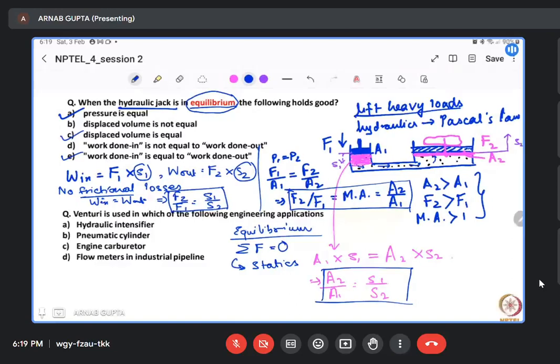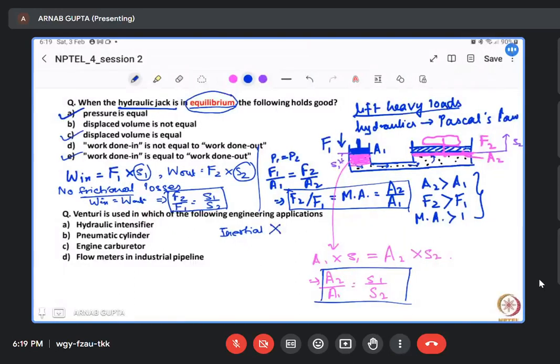I hope you understood. If there is any inertial effect, then there needs to be an additional force that needs to be overcome, other than the weight of the body. So this inertial effect is not taken into consideration. So there is no acceleration of the system. That's why we are saying that the system is in equilibrium.